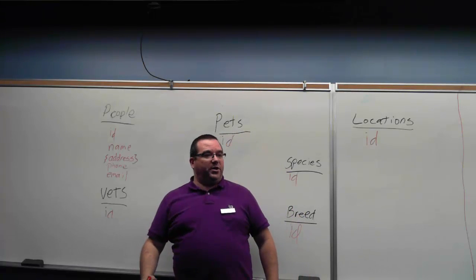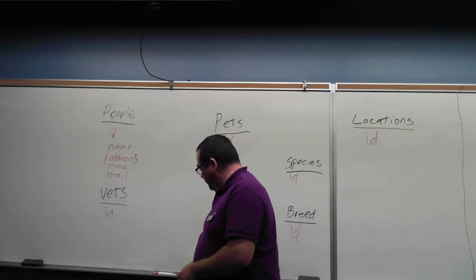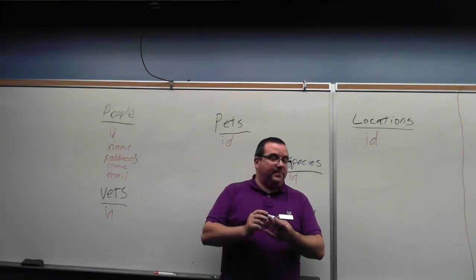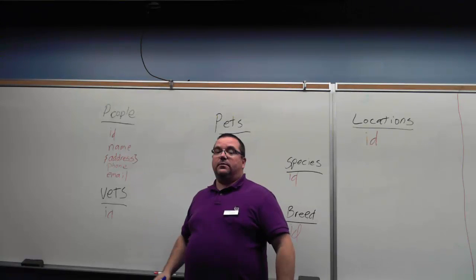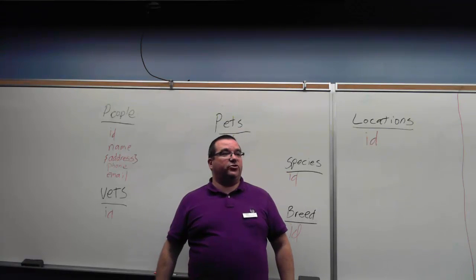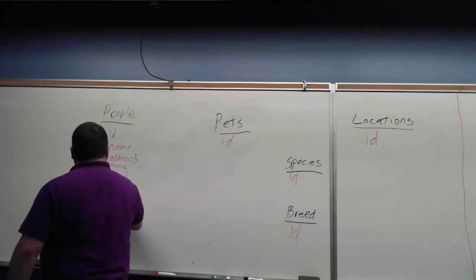There is one other attribute you can think about for people, though, that I'm going to put in a different color, because depending on how you want to do this, it could be optional. What kind of person is it? Is it a person that's adopting, or someone that's dropping off? Right, so then we got type.